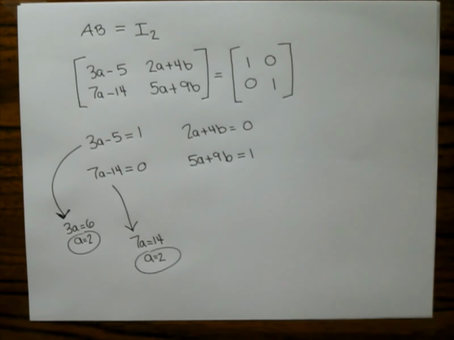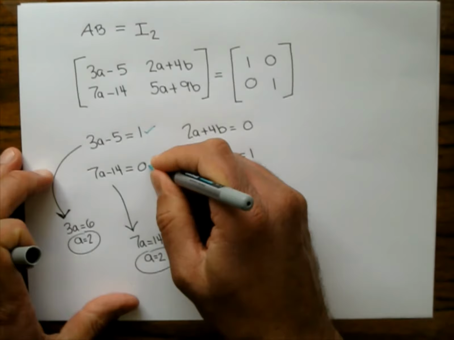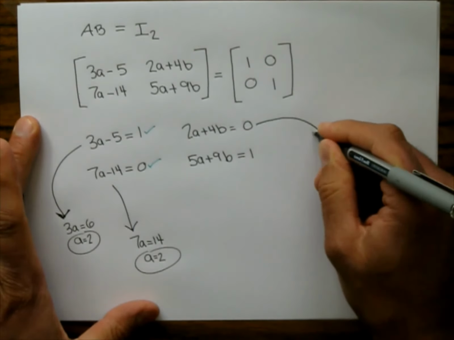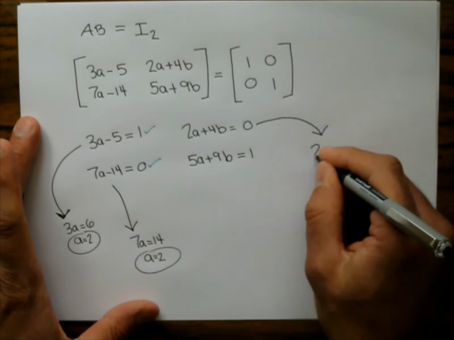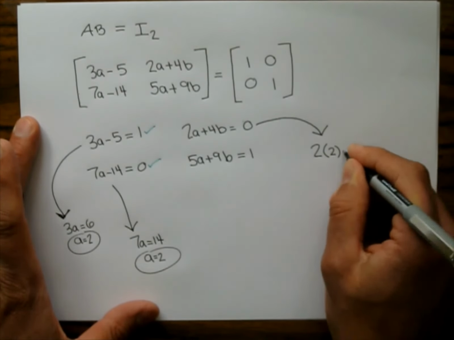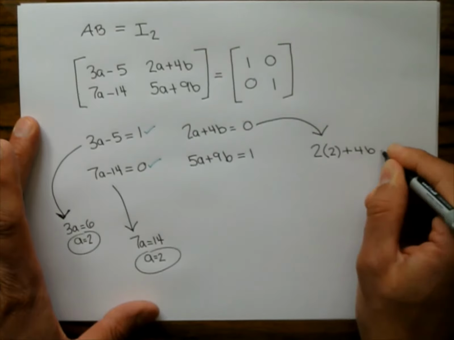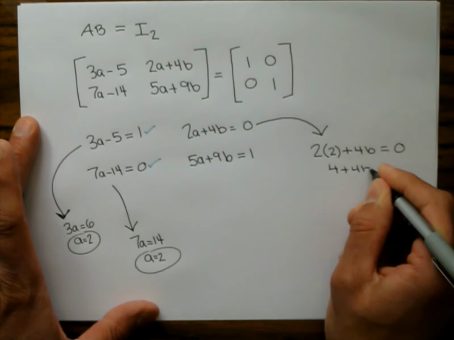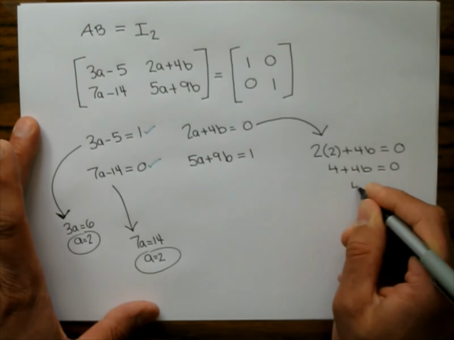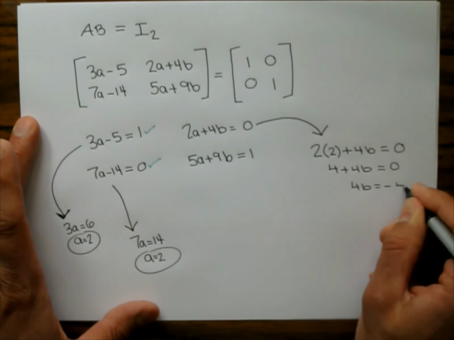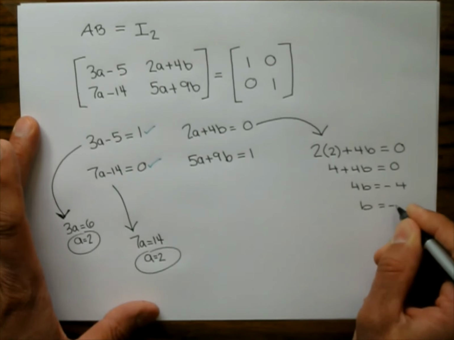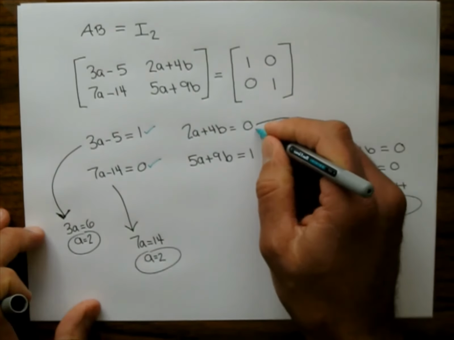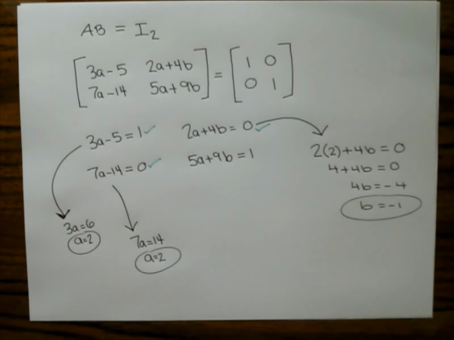So what I have here is, this is good, this is good. I'm going to go ahead and plug that into this equation. 2 times A plus 4B equals 0. So this is 4 plus 4B equals 0. 4B equals negative 4. B equals negative 1. Okay. So I'm going to put a green check mark here because there has been no contradiction yet.